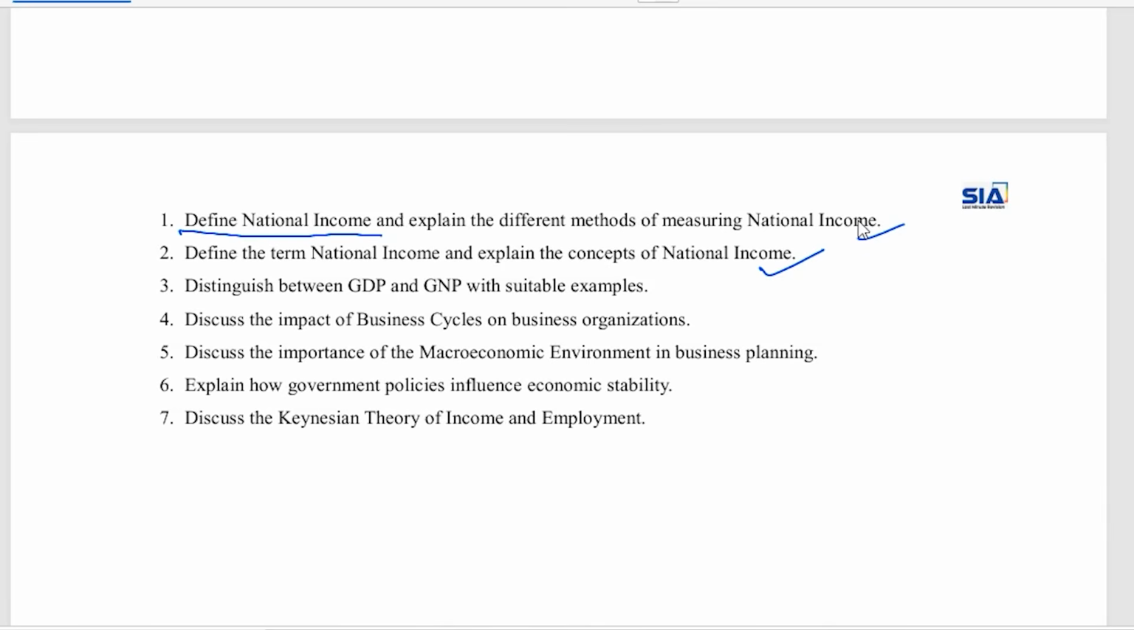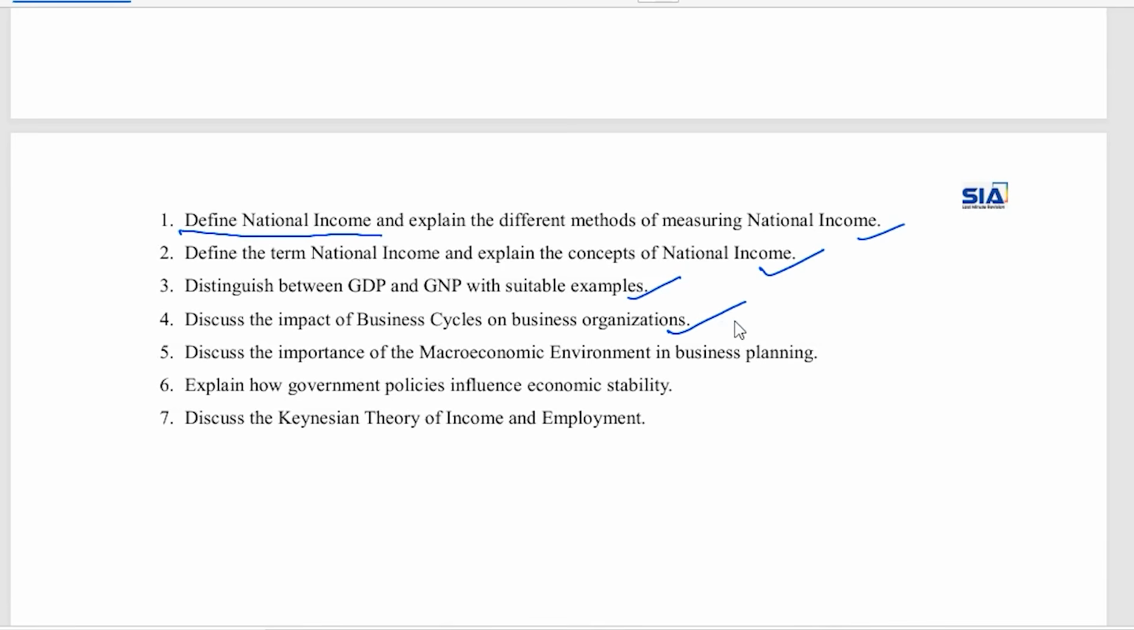Define the term national income. Explain the concepts of national income. Distinguish between GDP and GNP with suitable example. You have to explain these questions in tabular form and write the examples for GDP and GNP.